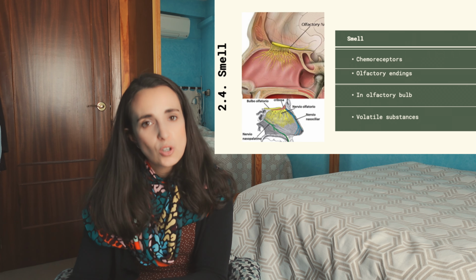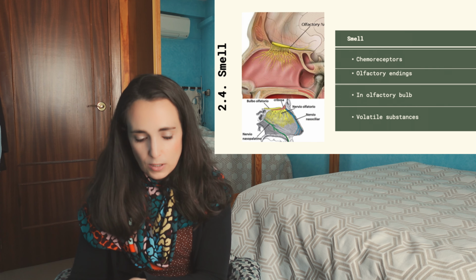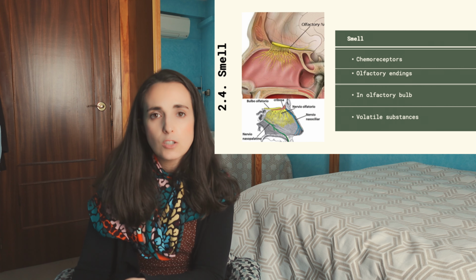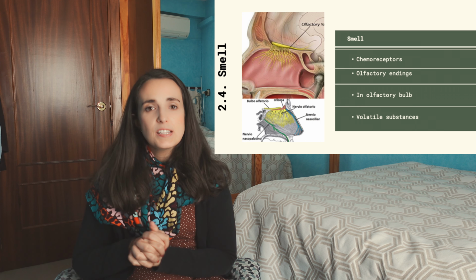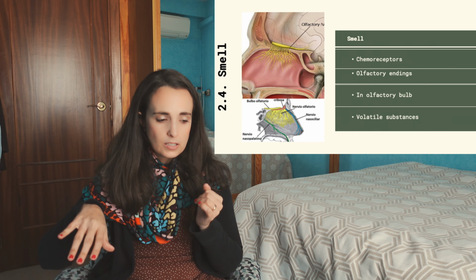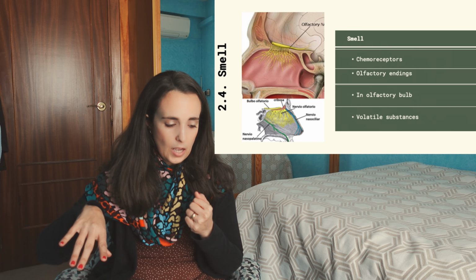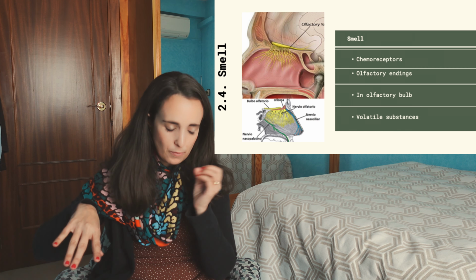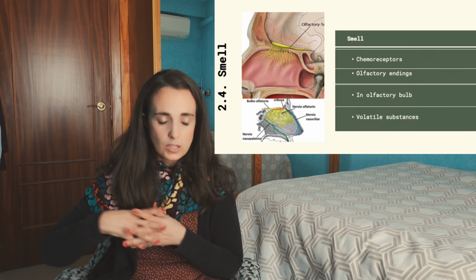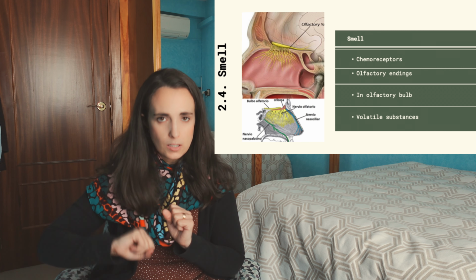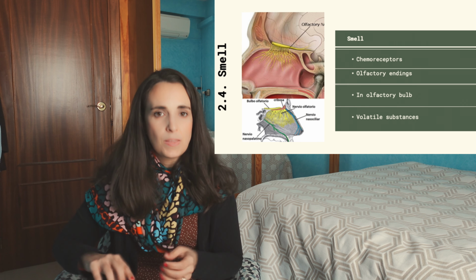Okay, the smell is also chemoreceptors. Also, we will detect volatile substances, but in this case, the substances should be dissolved in the air, not in saliva. Can we detect in all the nose? As I said before, we can detect flavors all around the mouth, more in the tongue, but in any part of the mouth. In the case of the nose, we can't. We don't detect it all around the nose.